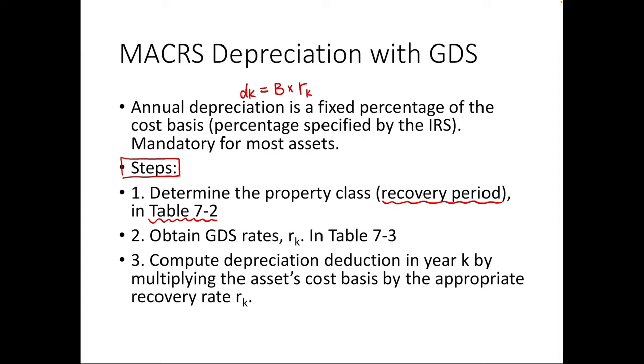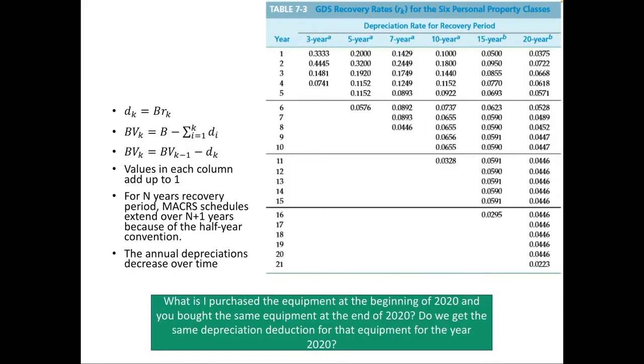So now you need to determine the ratio for each year, the GDS rates, which is the RK. And you're going to check Table 7-3 to get this RK. Okay, so let's see. This is Table 7-3. It is the GDS recovery rates, the RK, for the 6 personal property classes.